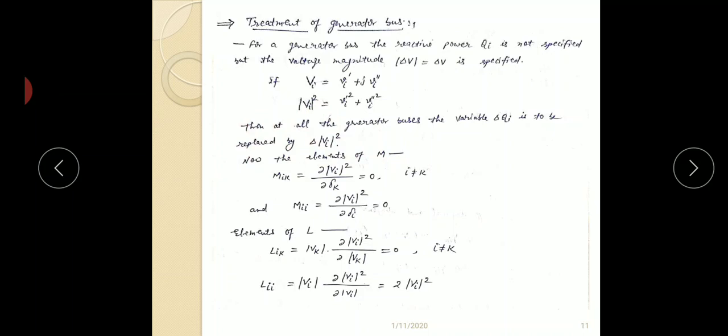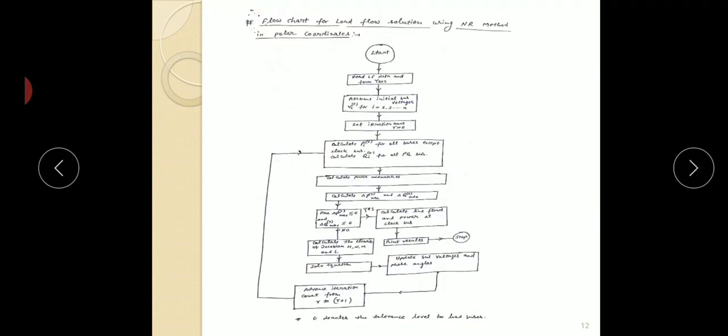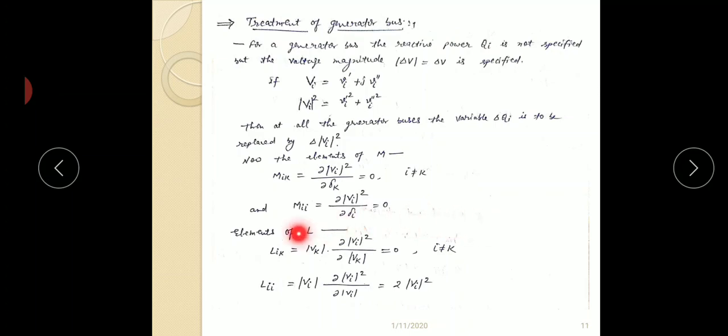Now the elements of M, we have Mik, that is delta Vi square by delta delta k, this is equal to 0 for i not equal to k, and Mii is also equal to 0, and elements of L, Lik and Lii, this is 2Vi square. Okay, so this is all for treatment of generator bus.